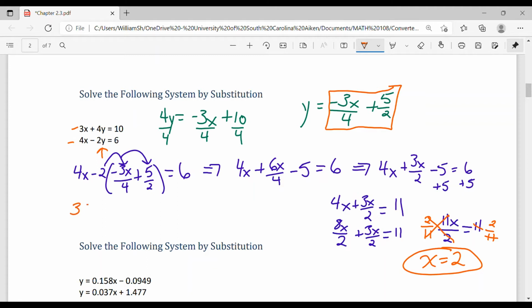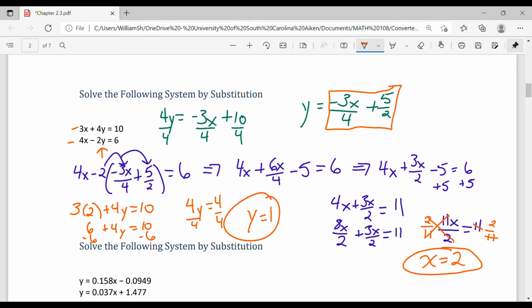3 times 2 plus 4y equals 10. 3 times 2 is 6, plus 4y equals 10. Maybe you can see now that y has to be 1, but if not, you can subtract 6 from both sides. We get 4y equals 4, divide by 4. We can see y equals 1. And we're done. We have solved the system of equations by substitution.